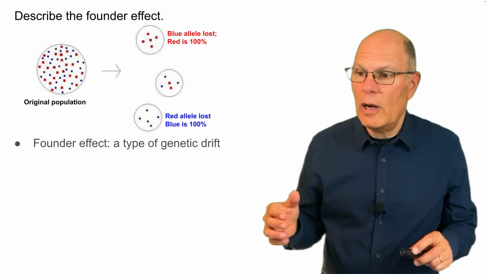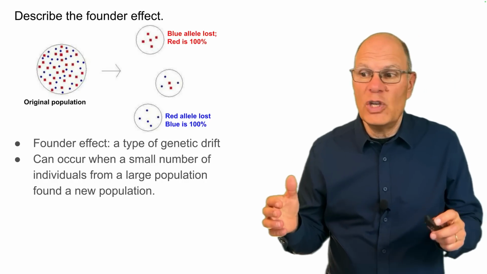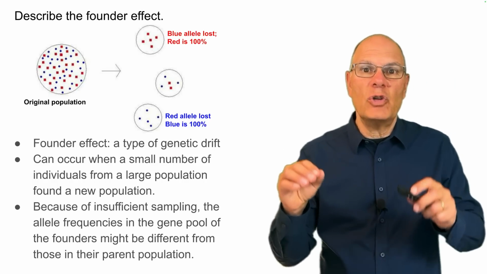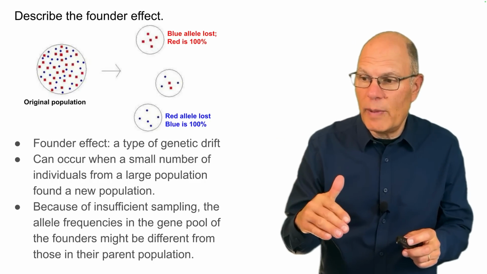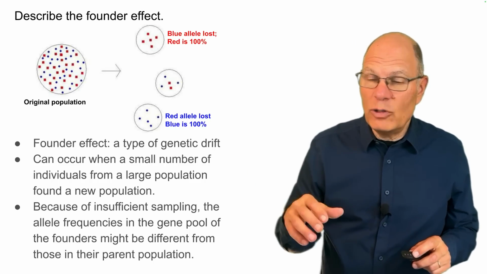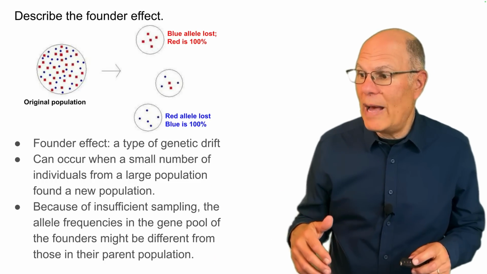And this is where a small number of individuals from a large population founds a new population, but because of insufficient sampling, because it's only a few individuals who leave the larger population, the allele frequencies of the gene pool of the founders who found the new population might be different from those in their parent population.